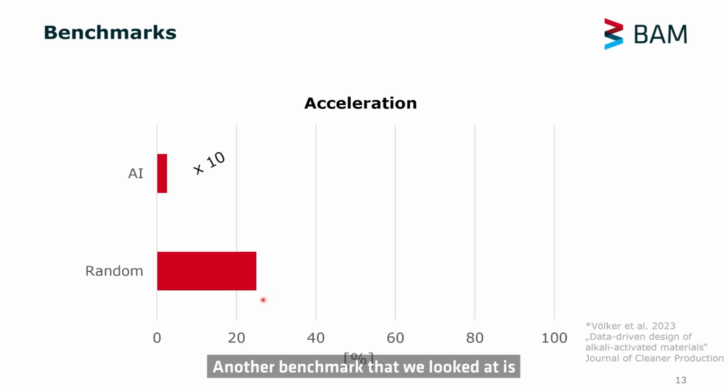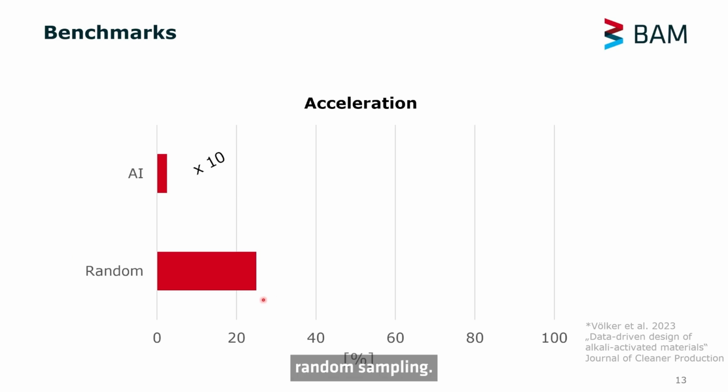Another benchmark that we looked at is random sampling, so basically relying on luck. This is a common benchmark, and even compared to this benchmark, which is more efficient than, of course, screening the full multitude of formulations, even here we have an acceleration of 10 times. So AI is 10 times more efficient than luck.